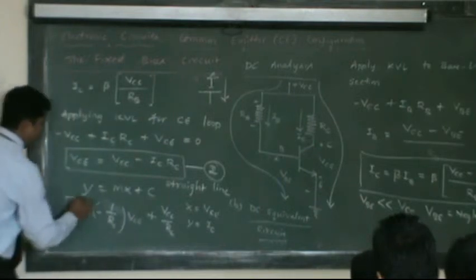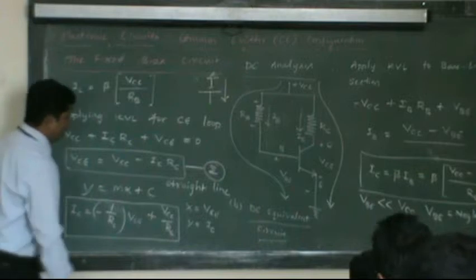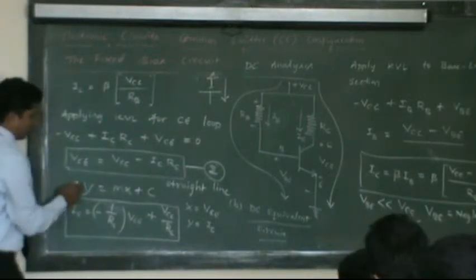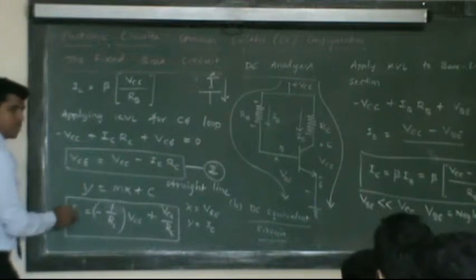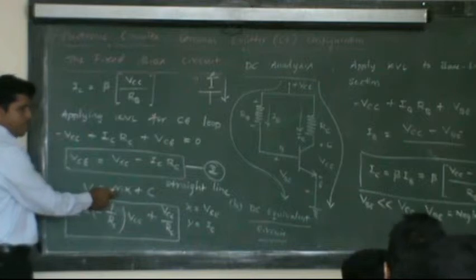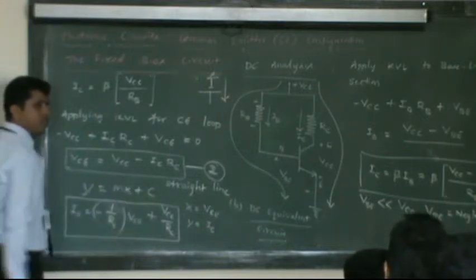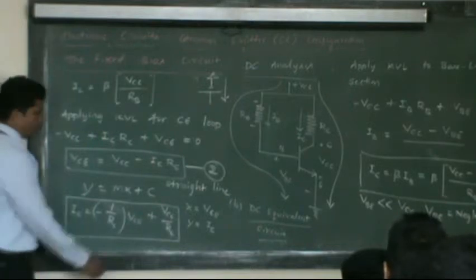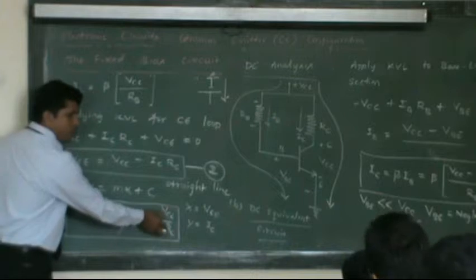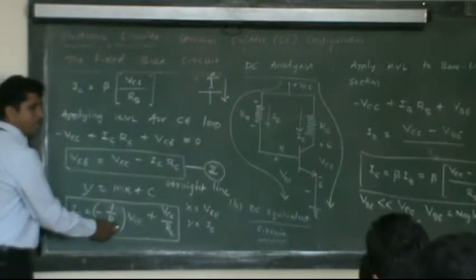Now look at this, compare equation number 7 and this. Equation number 2 has been changed here. And look at this straight line equation, y is equal to mx plus c. What is the m part here? It's the slope of the straight line. x is nothing but the x coordinate. c is the y intercept. After comparing these two, VCC over RC is the y intercept. The slope is minus 1 over RC.